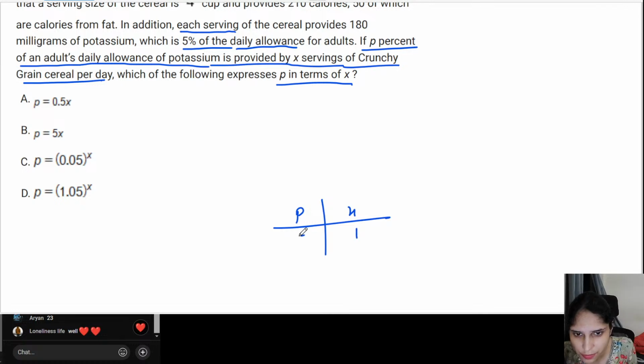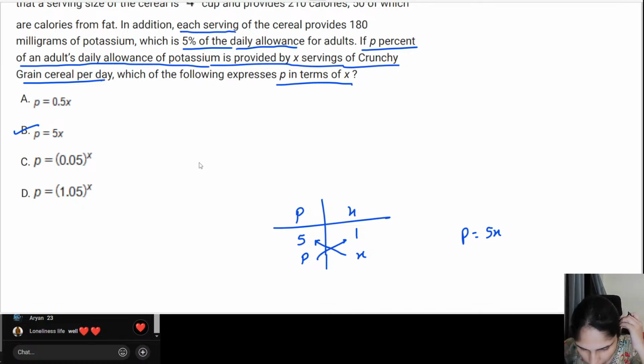So if you have one serving, this is 5%. If you're having X servings, this is having P%, right? So now you can just cross multiply and get your answer. P is equal to 5X. This is our answer. So basically, I was just thinking whether this is going to be linear or non-linear. So this is linear because one serving is 5%. Two servings means they're taking 10% of the daily allowance. Okay, because it is not 5% of servings. Got it?